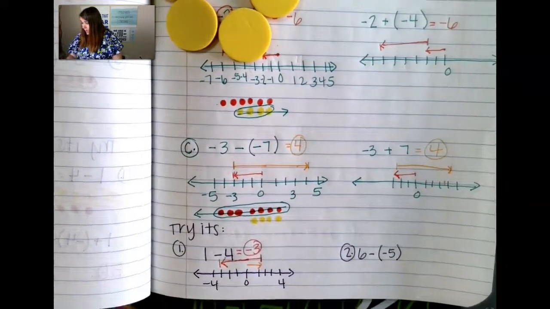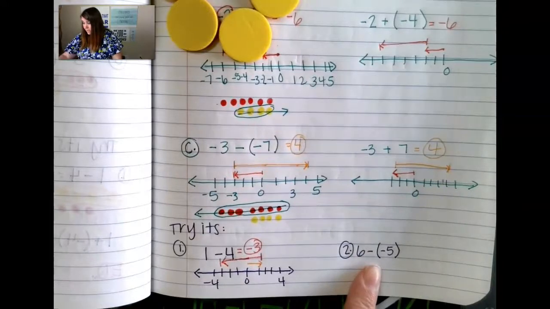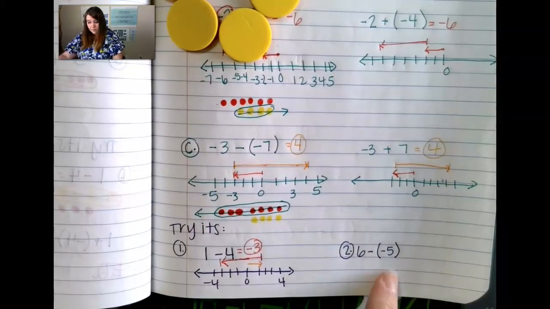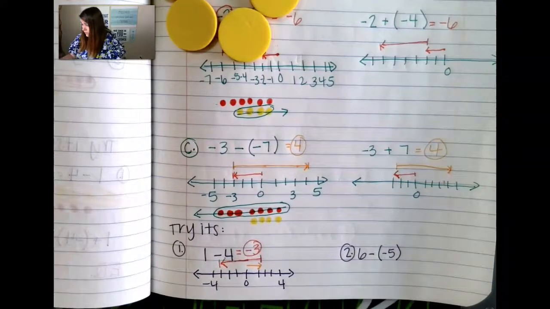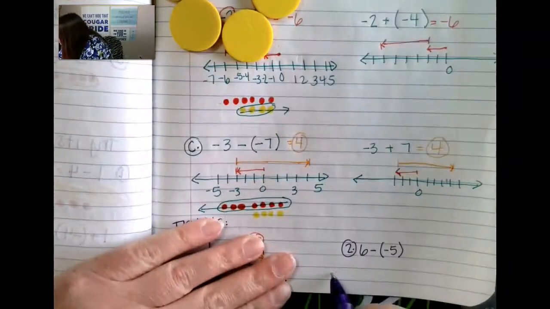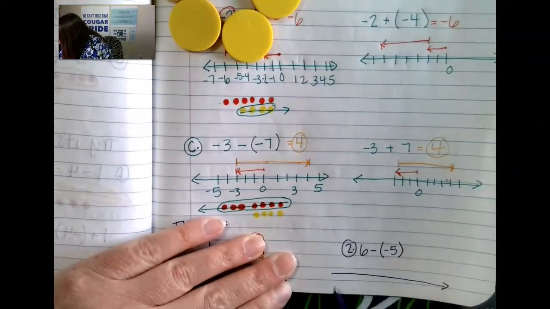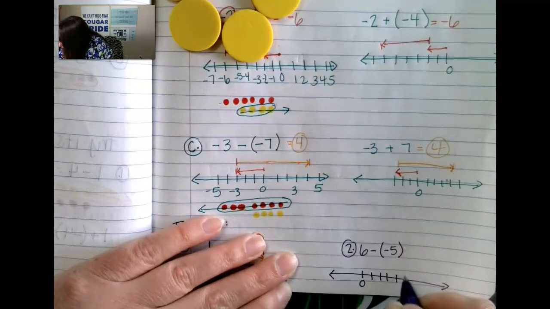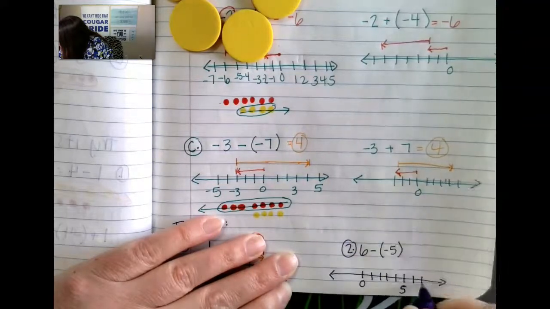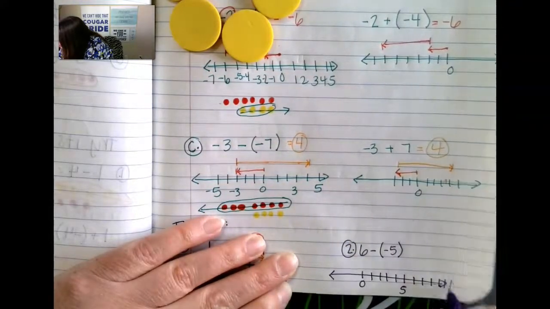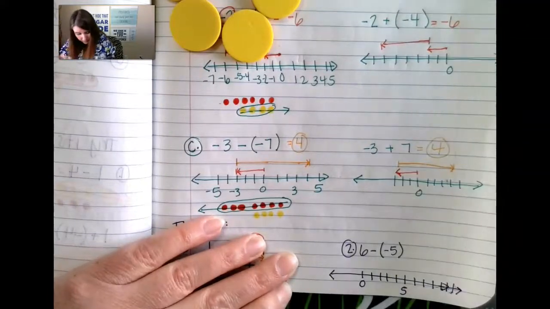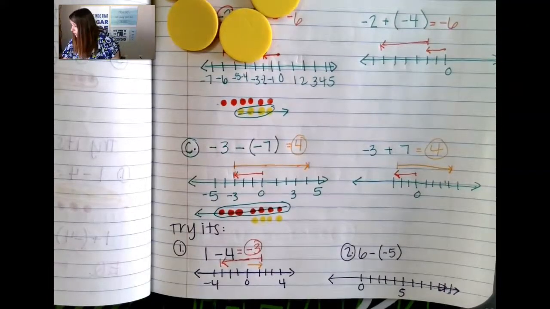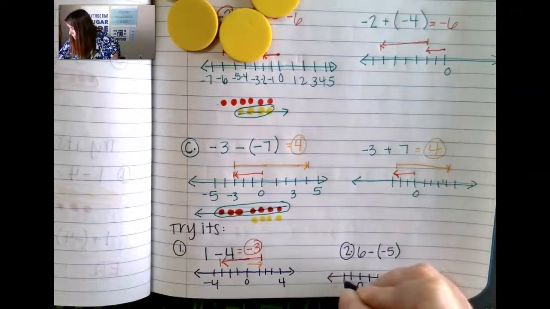Okay, the next one, I have 6 positives and they want me to take away -5. Well, I don't even have any -5s there. So, 1, 2, 3, 4, 5, 6, 7, 8, 9, 10. Oops, I think I need to keep going. 11. All right, so let's take a look at this problem.